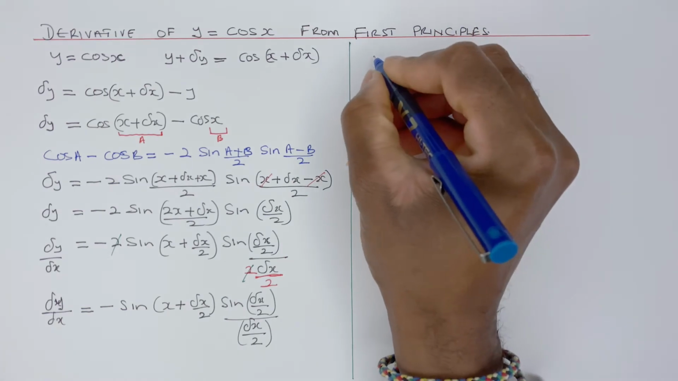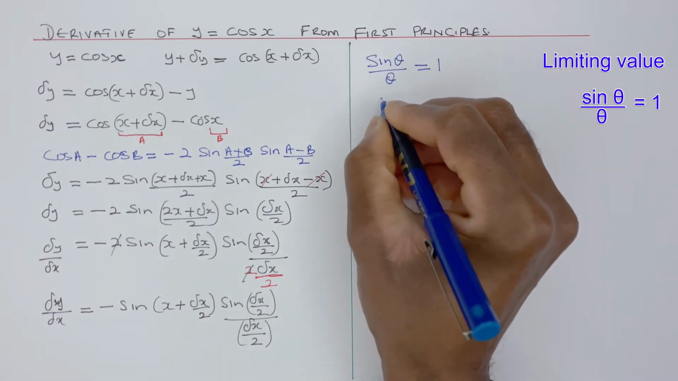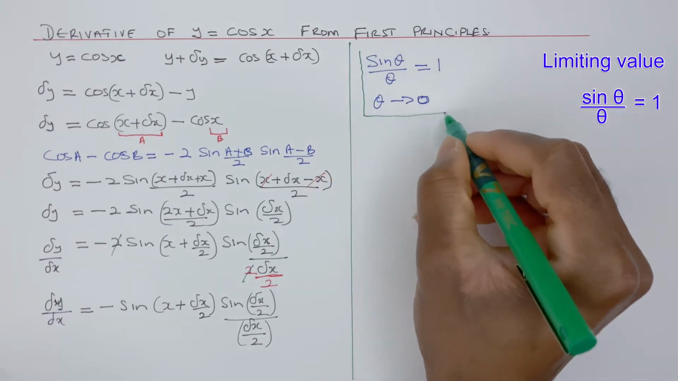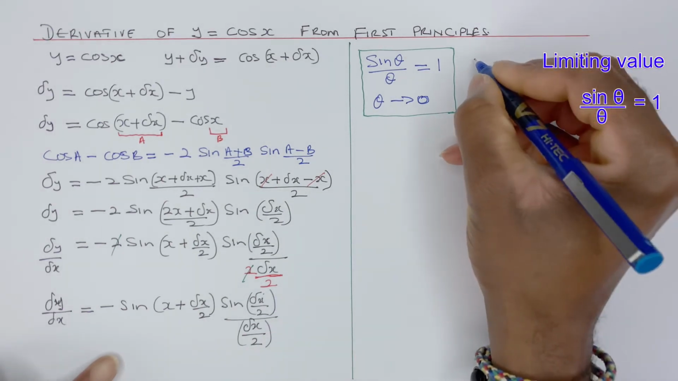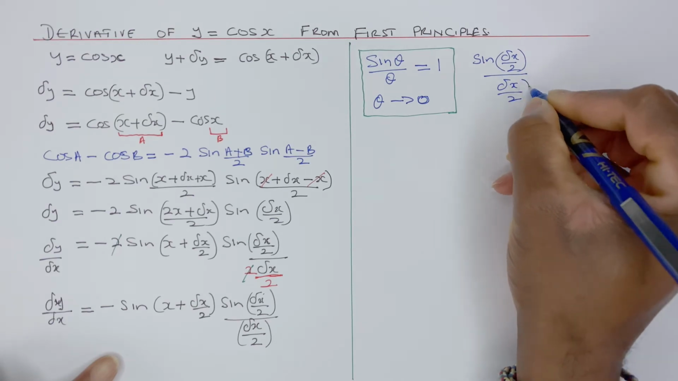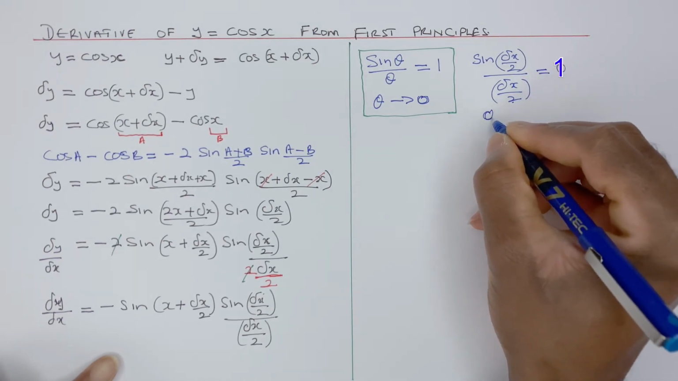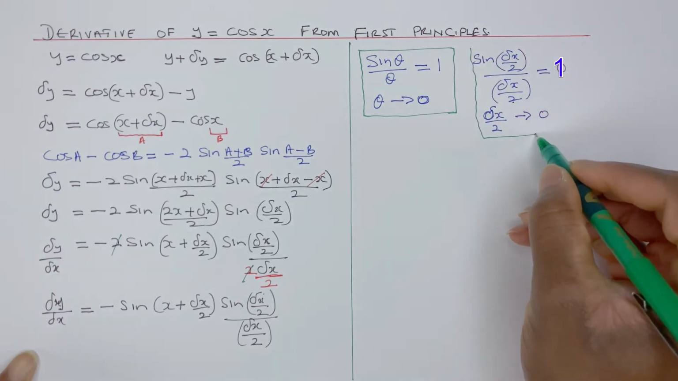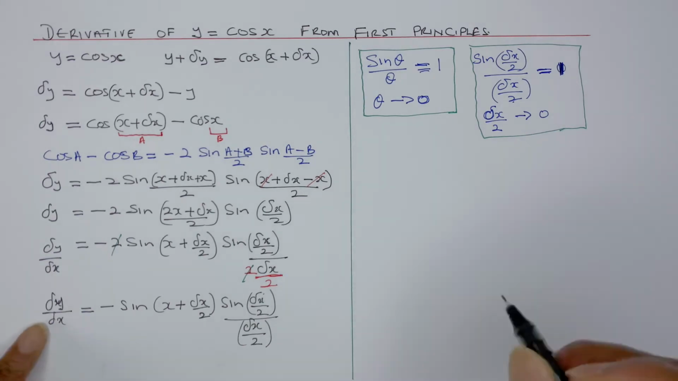There is a relationship that says that the limiting value of sine theta over theta equals 1 when theta tends to 0. So this is important to remember. Think of theta as delta x over 2. So sine of delta x over 2 over delta x over 2, where delta x over 2 is theta, and that tends to 0 when delta x tends to 0. So that's the limiting value here. Sorry, not 0, 1.